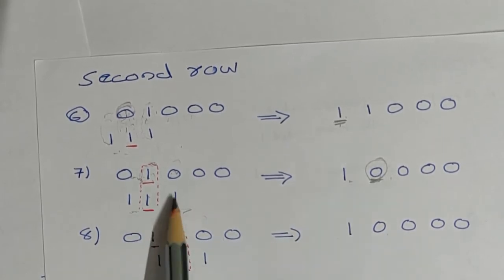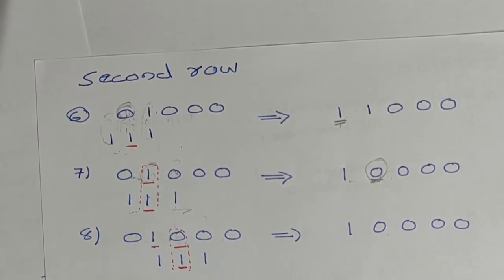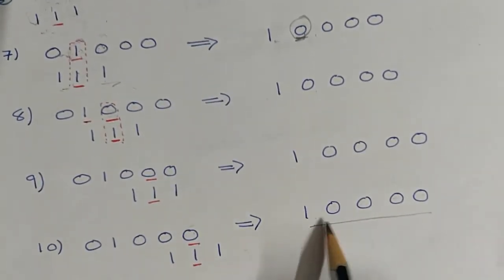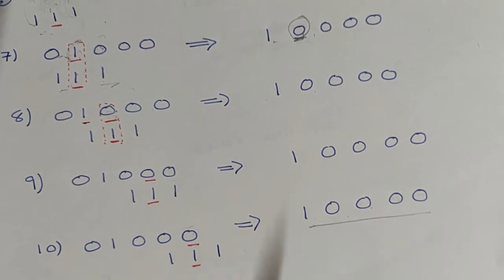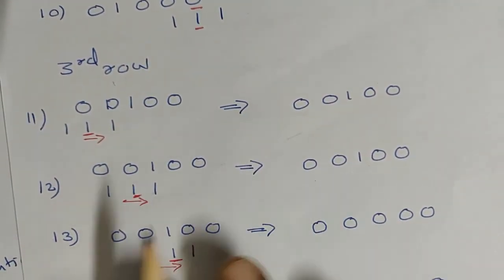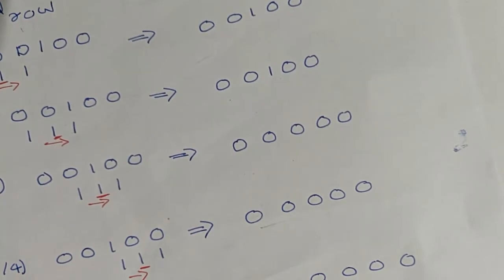Now this convolution operation is done for all the elements in this row, and finally the output will be 1, 0, 0, 0, 0. Then we will go to the third row. The same operation is done here, and the output will be 0.